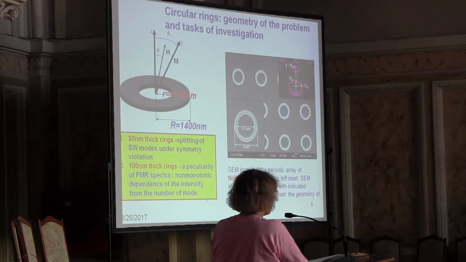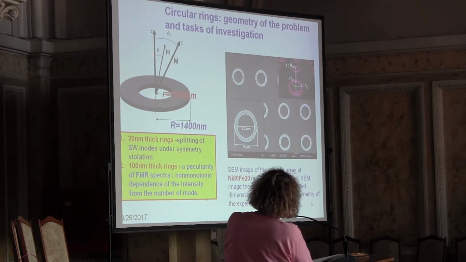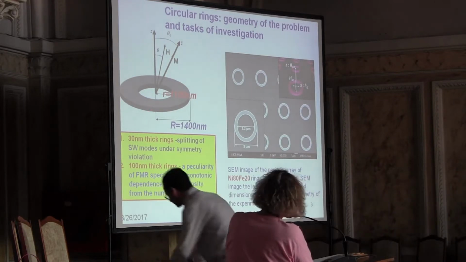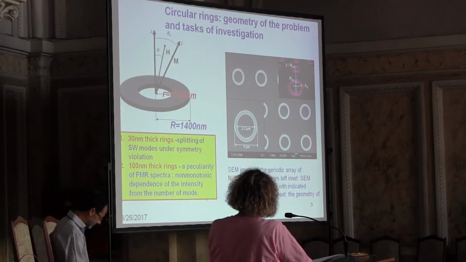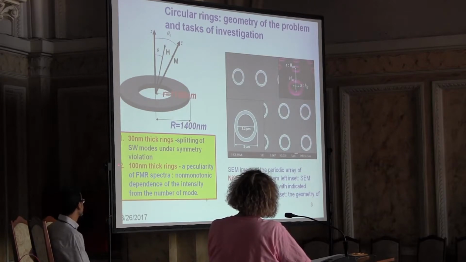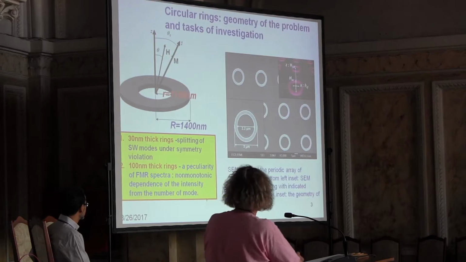And we investigated 2 interesting phenomena of magnetic dynamics in such rings. This is splitting of spin wave modes under symmetry violation. What does it mean, symmetry violation? It means when the magnetic field is applied not perpendicularly, when the cylindrical symmetry is spoiled. And the next interesting phenomenon, which we have observed only in thick rings, is a peculiarity of FMR spectra. I will speak about this later.